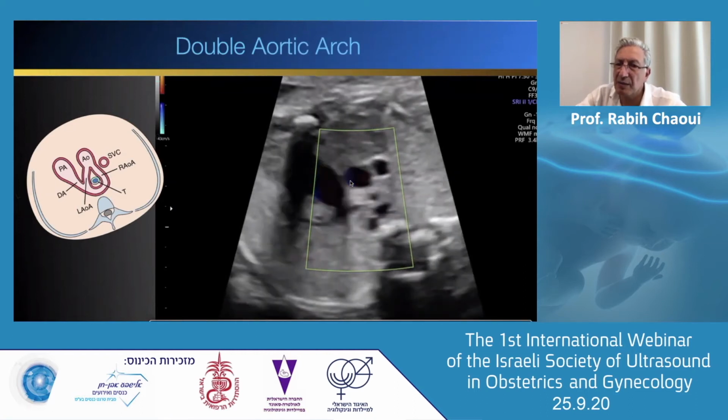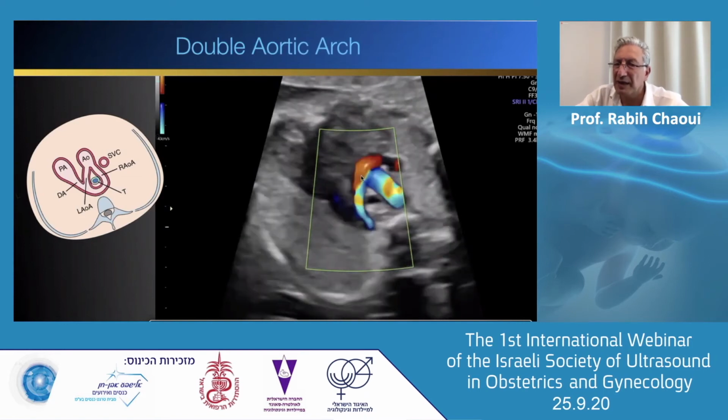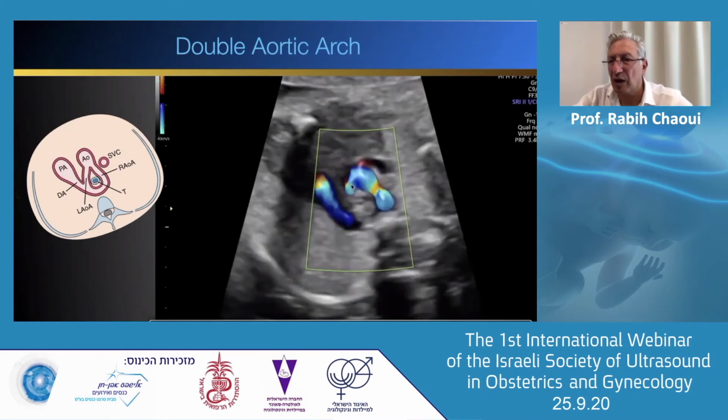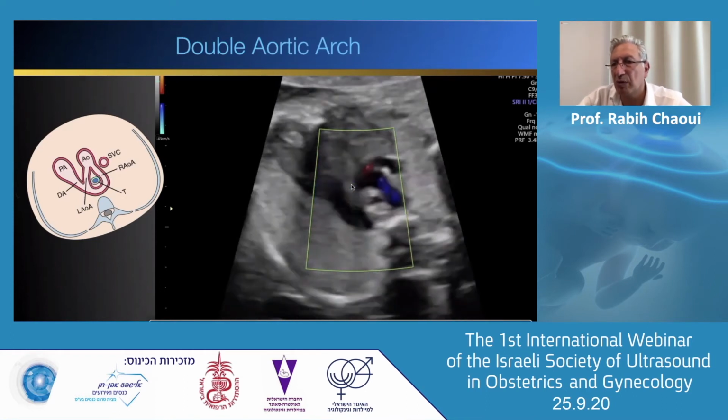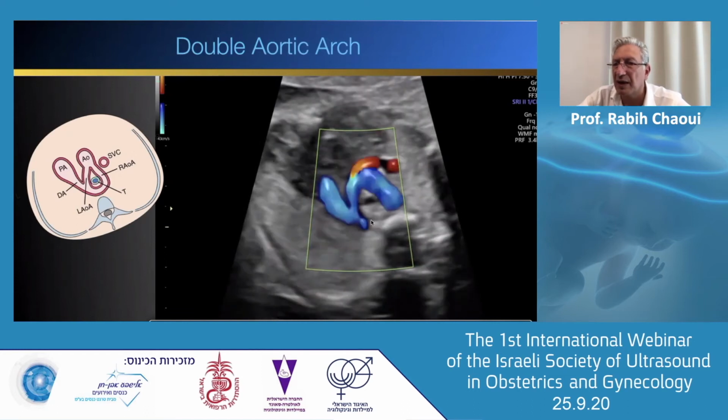This is the brachiocephalic vein, or innominate vein, and this could mimic a second artery if you are using a monochrome color and not bidirectional color. So this is a typical image of a double aortic arch.